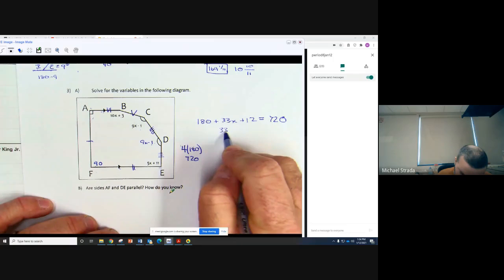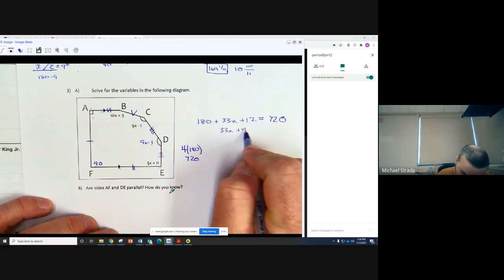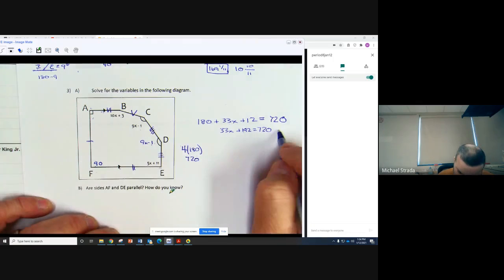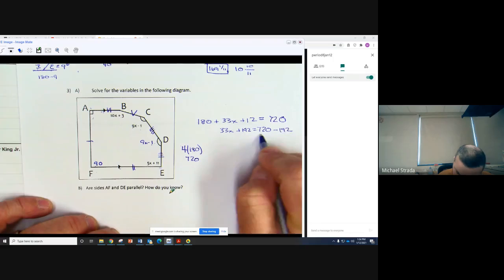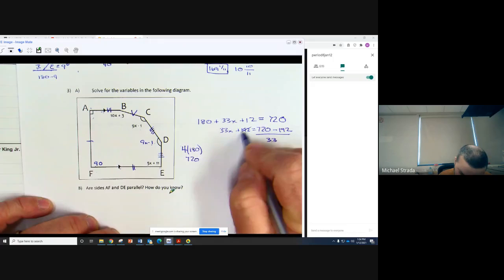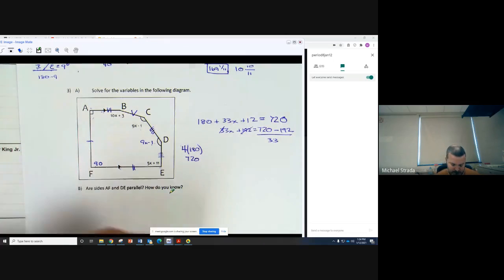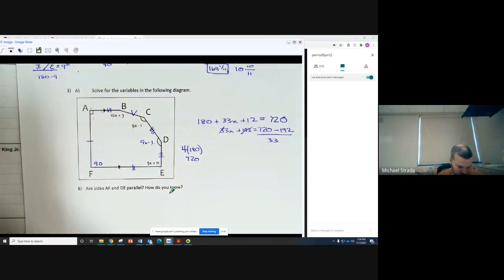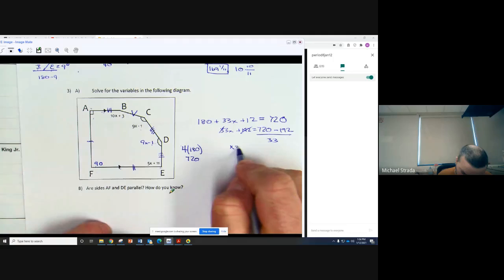33x plus 192 equals 720. I'm going to minus 192, divide by 33. That'll get rid of both. Divide that by 33. And I get x equals 16.